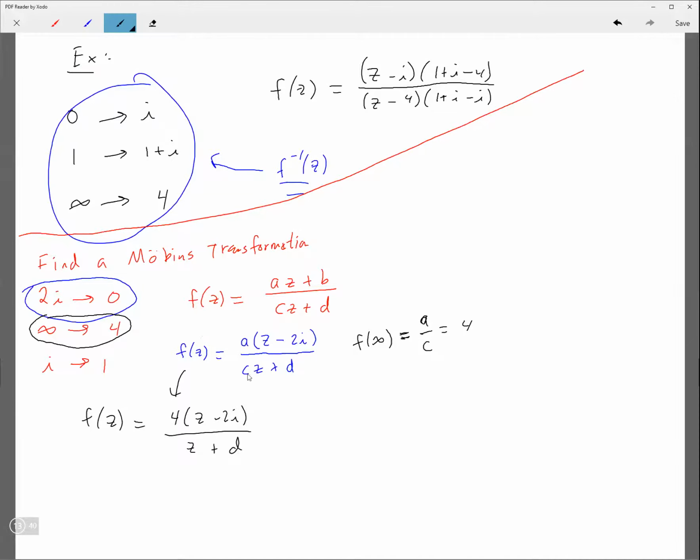That was crazy because we just lost two coefficients. We lost the A and the C right there, but we still have the D, and we just have one more condition to do. We can still change this D around so that f of i is 1. So this is the last condition. You want f of i to be 1.